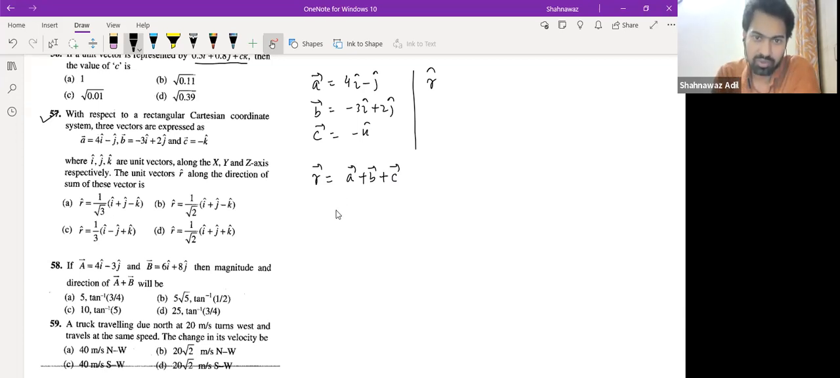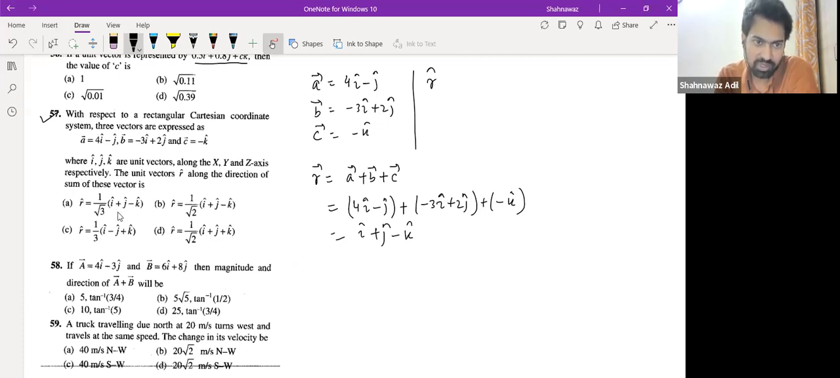Yes, sir. So we have to calculate A plus B plus C. This is 4i minus j plus minus 3i plus 2j plus minus k. So this would be 4i minus i is i hat, minus j plus 2j is plus j, and this is minus k. So we have two options which have this, and the others are discarded. So we have to calculate the unit vector again.